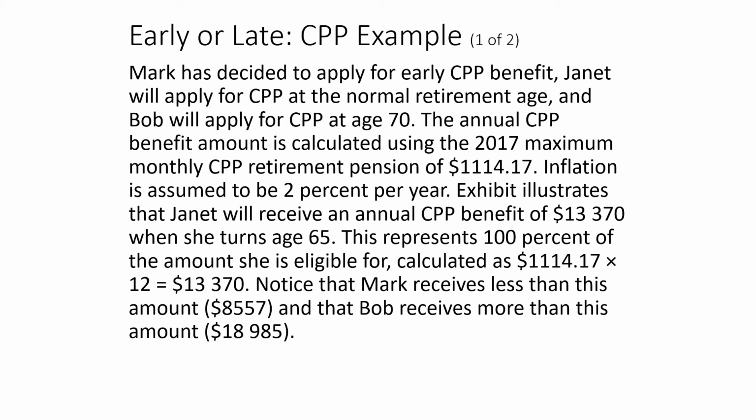The exhibit illustrates that Janet will receive an annual CPP benefit of $13,000 when she turns age 65. This represents 100% of the amount she is eligible for, calculated as 1,100 times 12 months, which is about $13,000 a year. Note that Mark received less than this amount, and Bob received more than this amount.